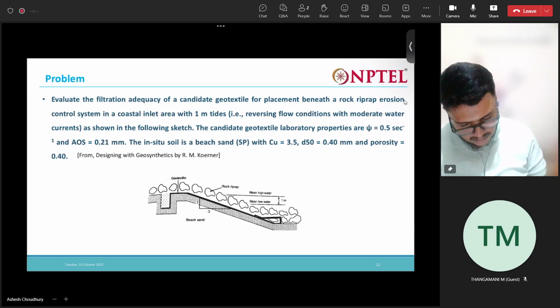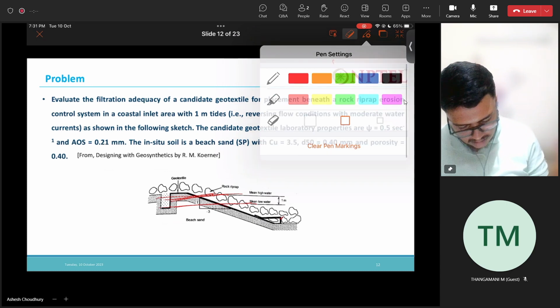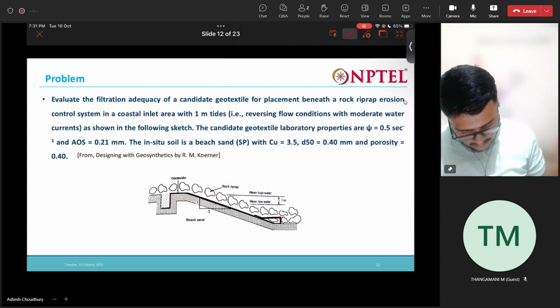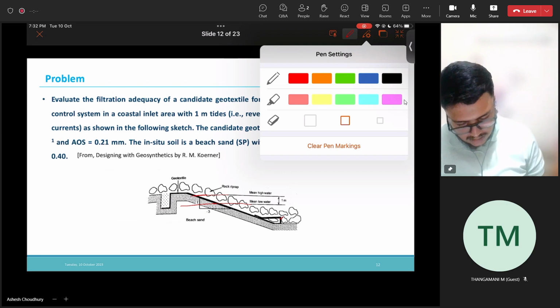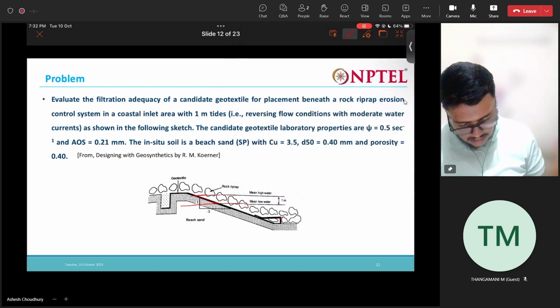Okay, so slow it here. So this is the geotextile. Initially water was here, then water came here. So tide. This is water recedes from here to here.